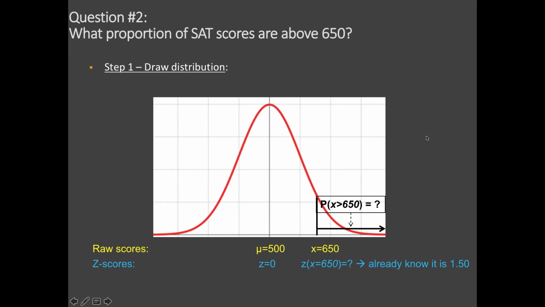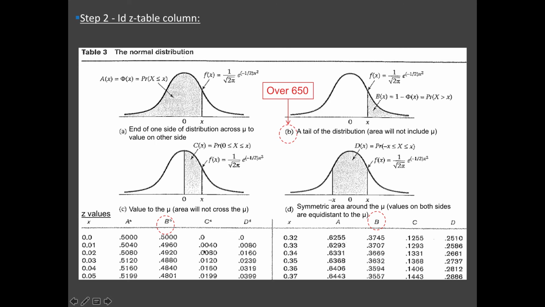So here's another one. Here we're looking at the score of higher than 650. So we already found out what the Z-score for 650 is because we just did that. But if you need to do it again, you just plug the numbers into that formula. Then you identify which column we're going to be looking at. So since we're looking at a number above the mean and to the right, so higher than that number, we're going to use column B.